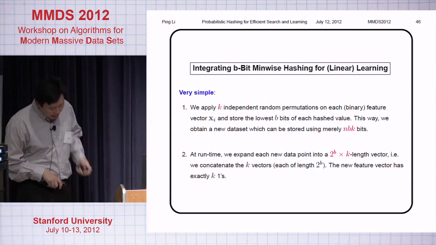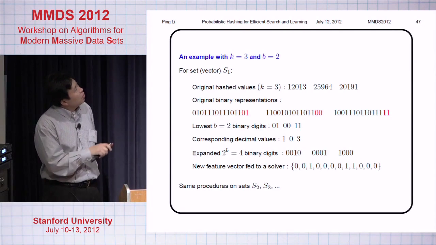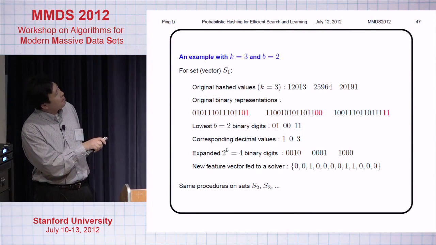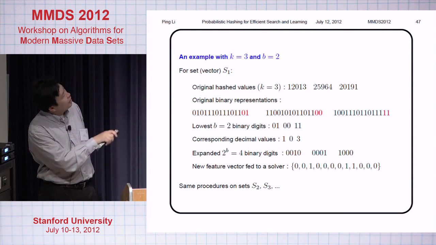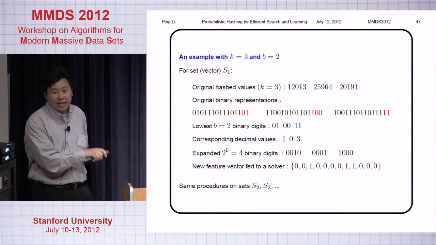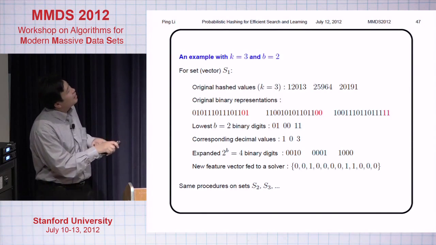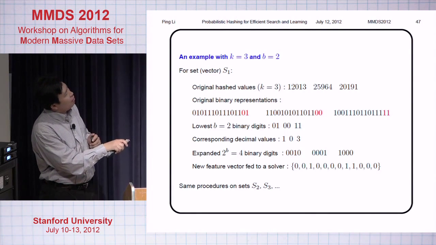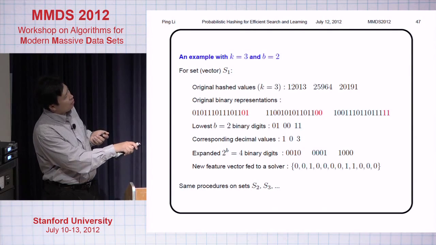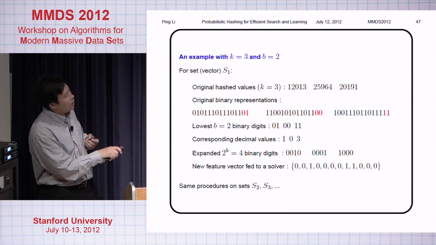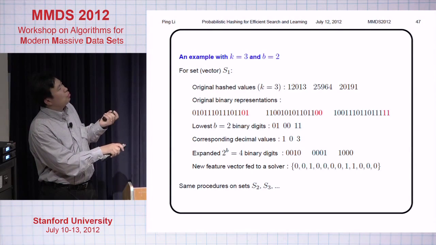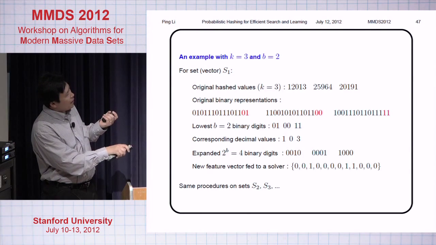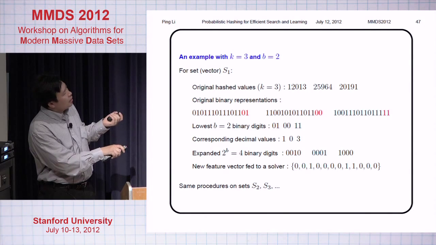So these are more examples. So now suppose we do 3 permutations and use 2 bits, and we have sets S1, S2, S3. So we apply the same permutation to all the sets. So let's worry about the first set. So the original hash value is, we got 3 hash values. These are the three hash values. And if you look at the binary representations, this is the binary representations, then you take only 2 bits. So this is 2 bits of the binary representations.